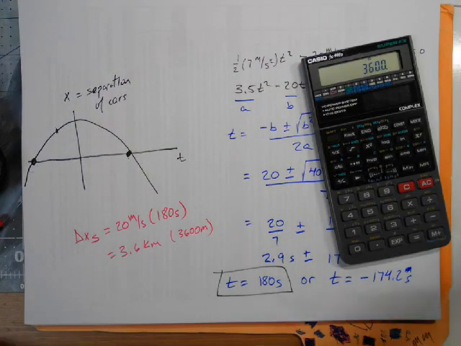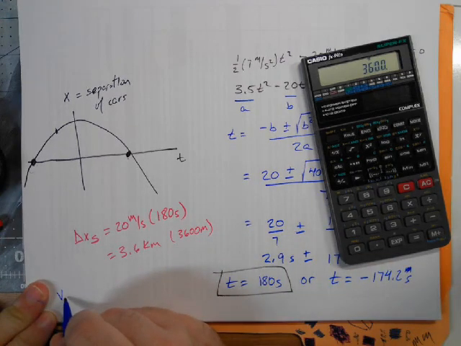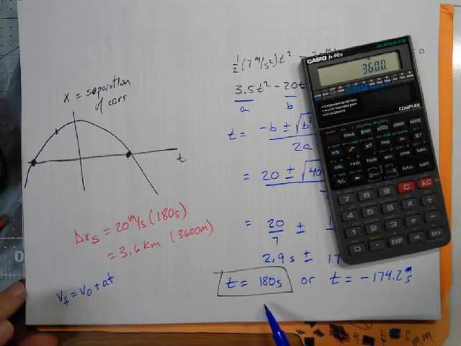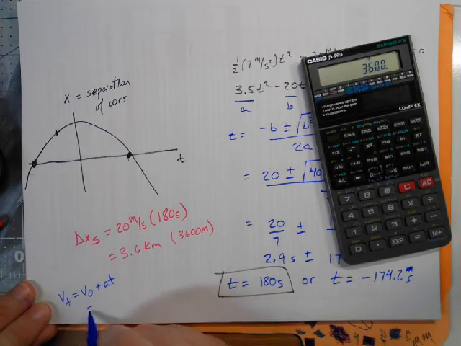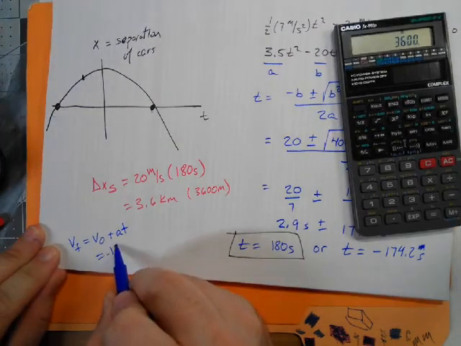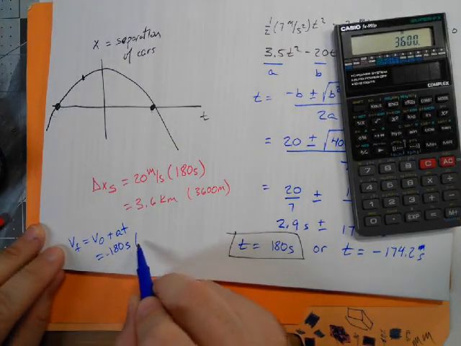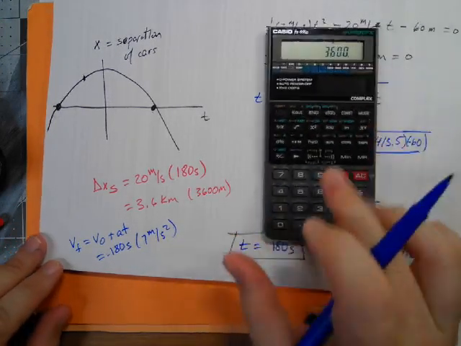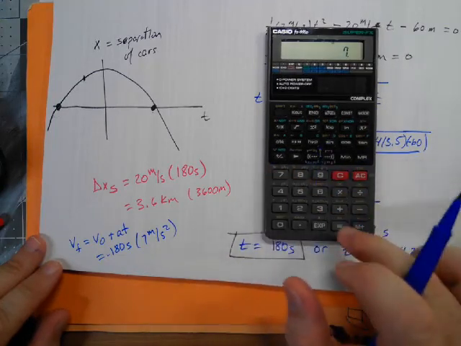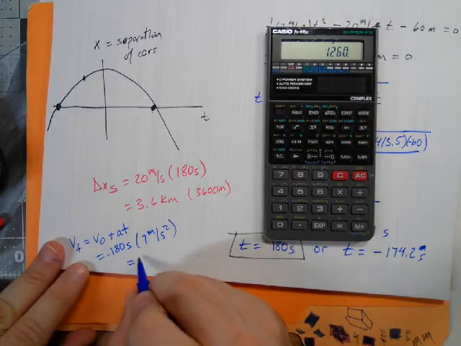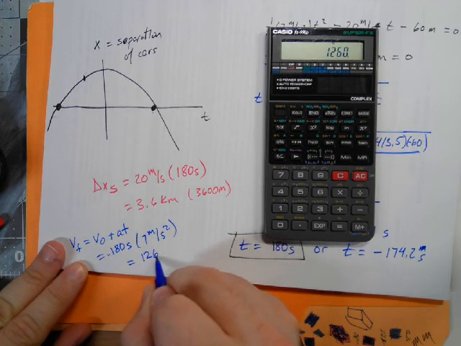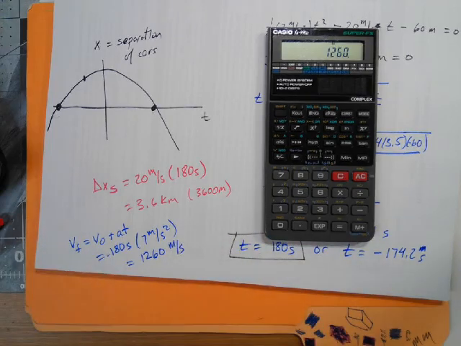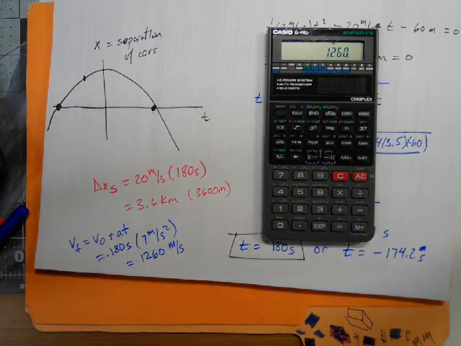And if we do that, well, we can just do V final is V initial plus AT. The cop has to drive for 180 seconds and starts at 0. So it'll be 180 seconds for time times 7 meters per second squared. And 180 times 7 is 1260 meters per second. And so we realize that your instructor probably wrote a silly problem.